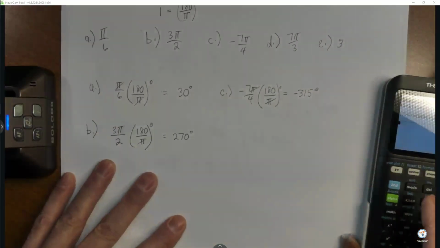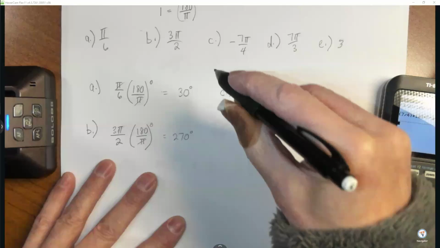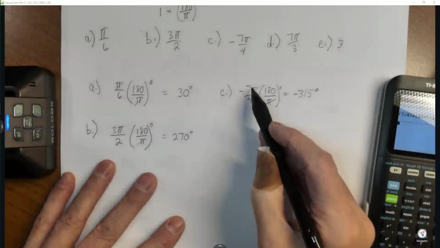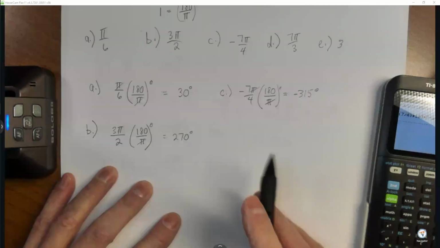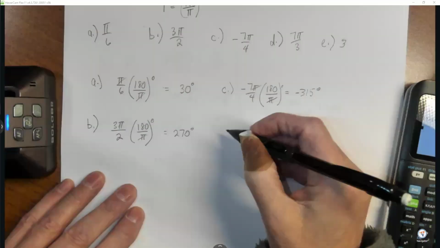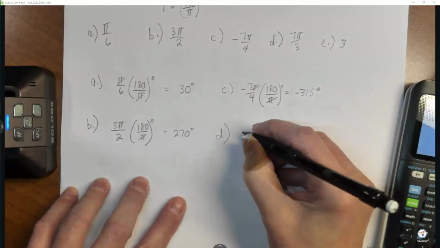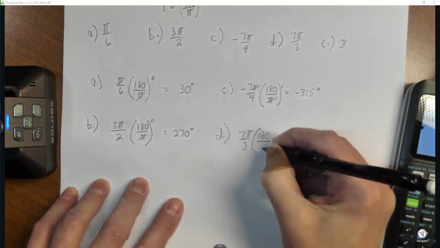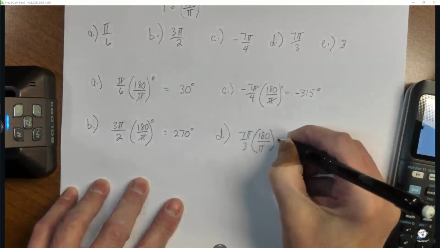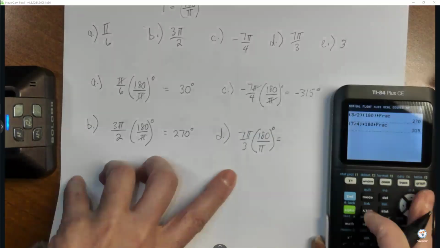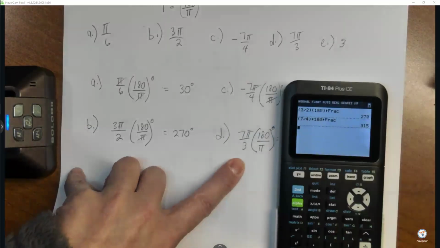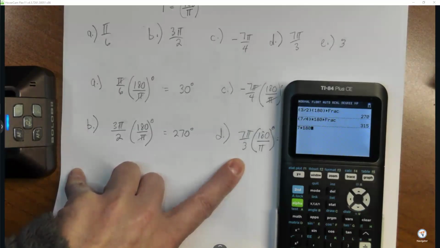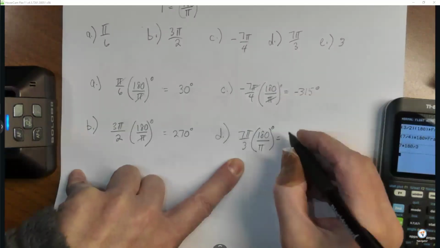Now it's there. So this wraps clockwise 315 degrees, or clockwise negative 7 pi over 4 radians. Okay, so for D, just a couple more here. 7 pi over 3 times 180 over pi is going to be equal to 7 times 180 divided by 3, 420 degrees.